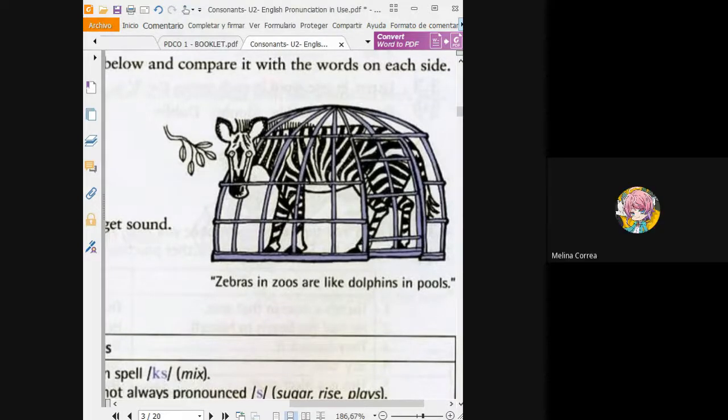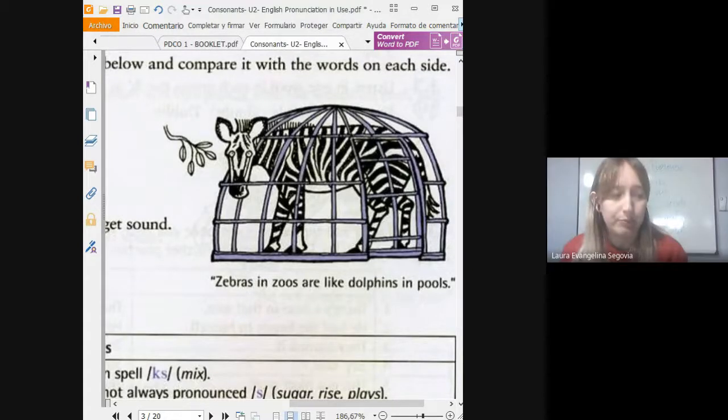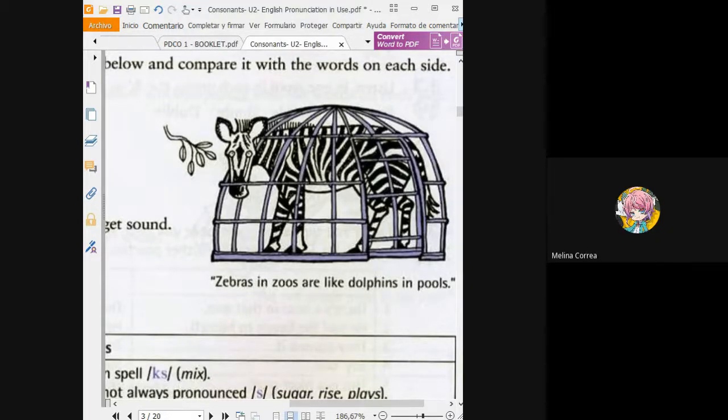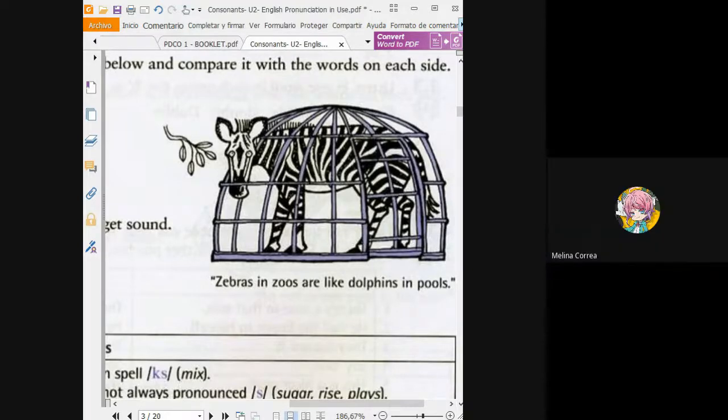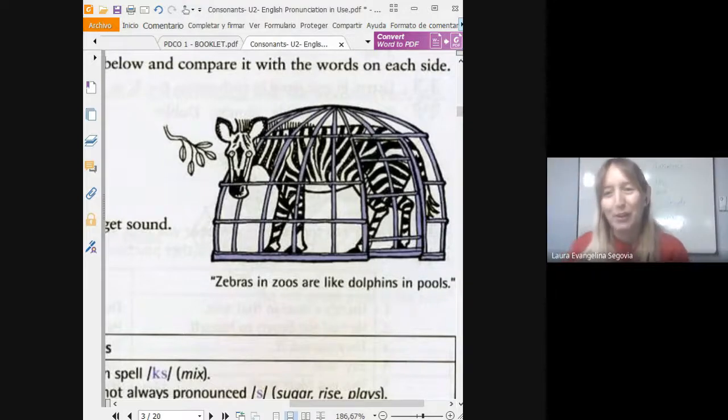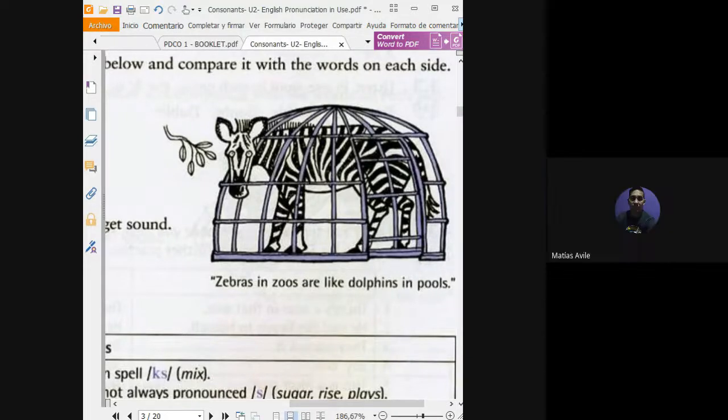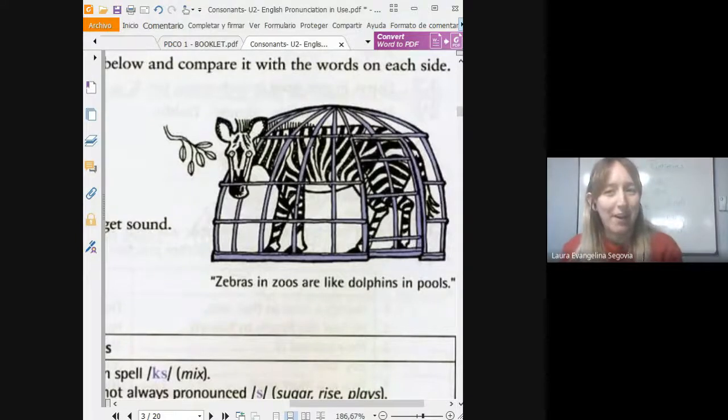Come on. Zebras in zoos are like dolphins in pools. Faster. Zebras in zoos are like dolphins in pools. Ah, that's faster. Very good. Thank you, Meli. Matias? Zebras in zoos are like dolphins in pools. Ah, perfect. I want to make it more difficult. Let me think what you can do.